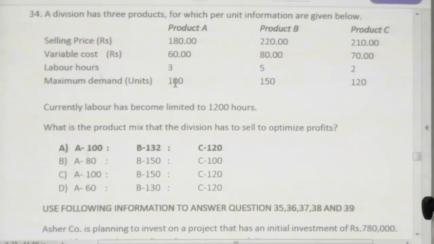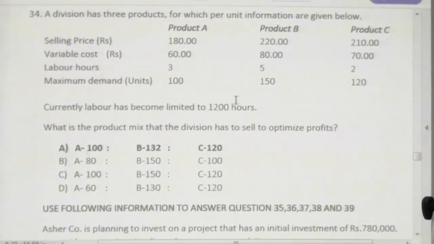Now, if you consider 3 into 100, A requires 300 hours, 5 into 150, that is 750 hours required, 2 into 120, 240 hours required. Let's see how much the total hours required for the production of A, B, C. 3 into 100, that is 300, then 5 into 150, that is 750 plus 2 into 120. You require totally 1290 hours.